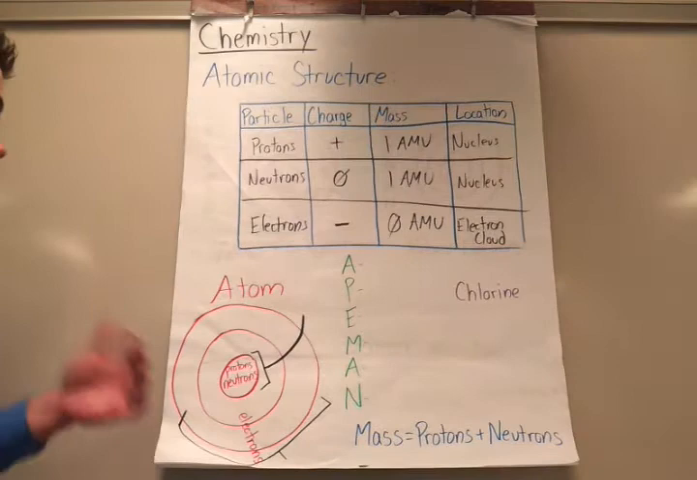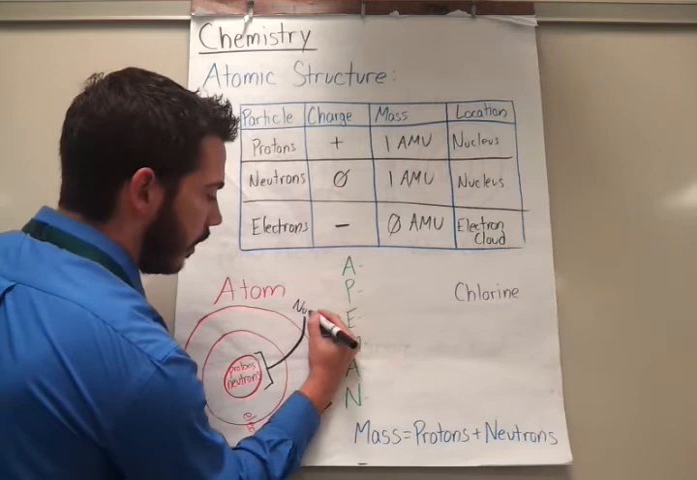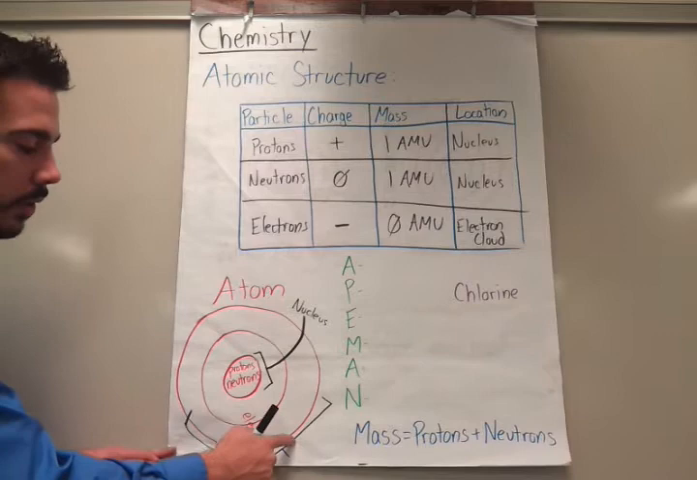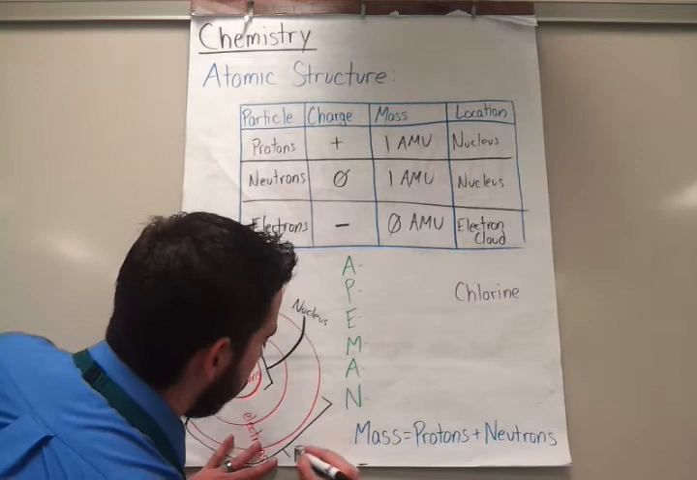Just to give you an idea about what an atom looks like, the center part of the atom containing the protons and neutrons, we refer to that as the nucleus of the atom. And then here we have the outer portions. Each of these is called an orbital or an electron shell, and they contain the electrons. Overall, the whole thing is called the electron cloud.